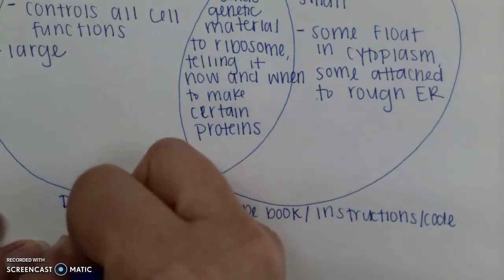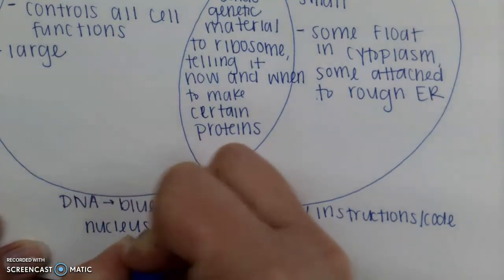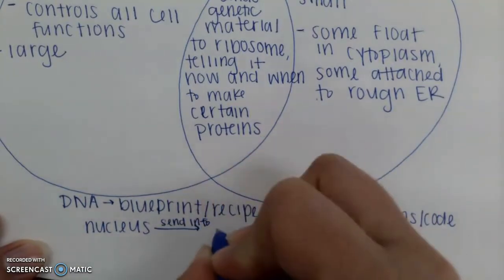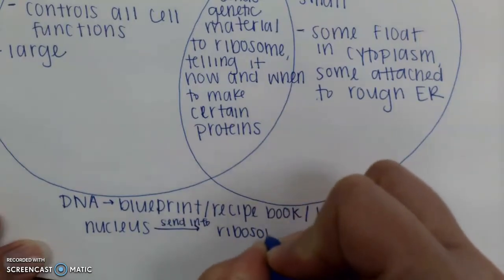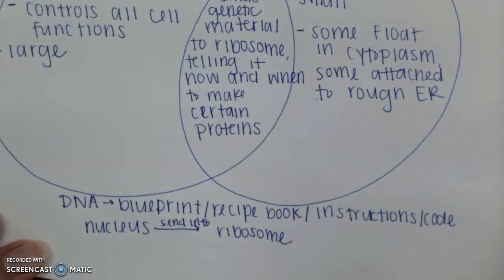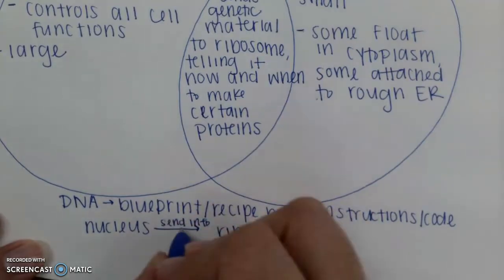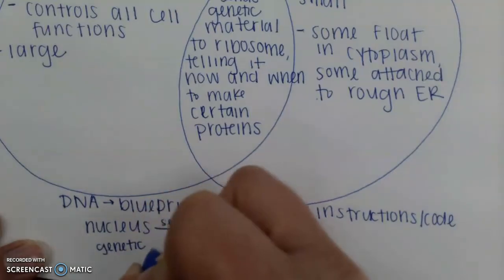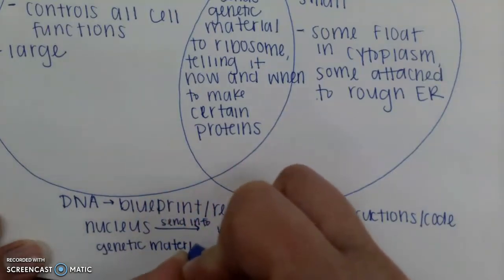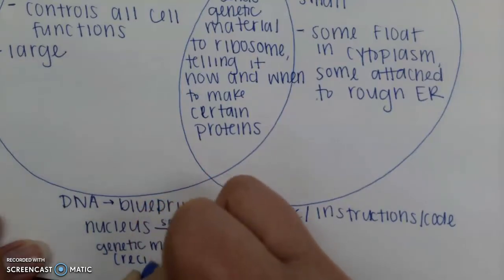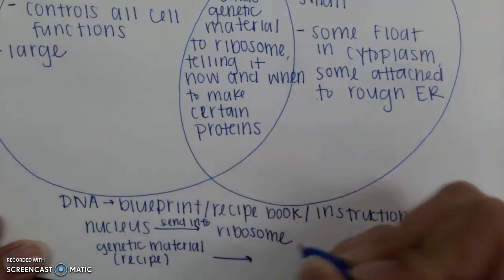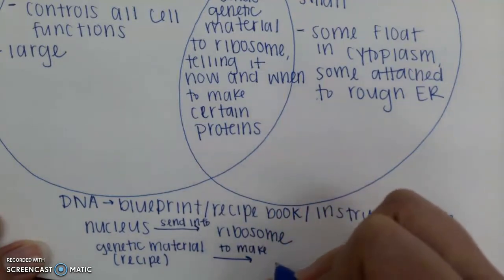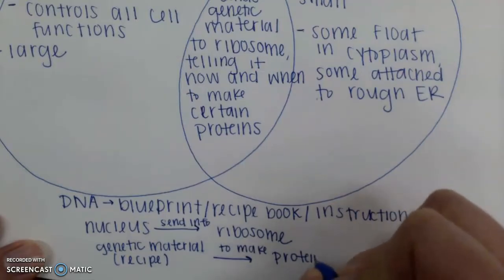So we're going to have the nucleus send info to our ribosome. The info it's sending is the genetic material, the recipe. This recipe is used to make the protein. The protein is our product.